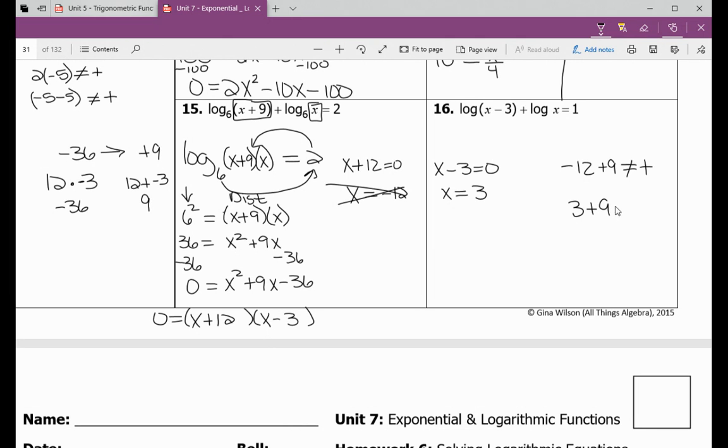3 plus 9 does stay positive, so that checks out. And then I just need to put 3 right there, so that stays positive as well. So I can only keep the one answer.